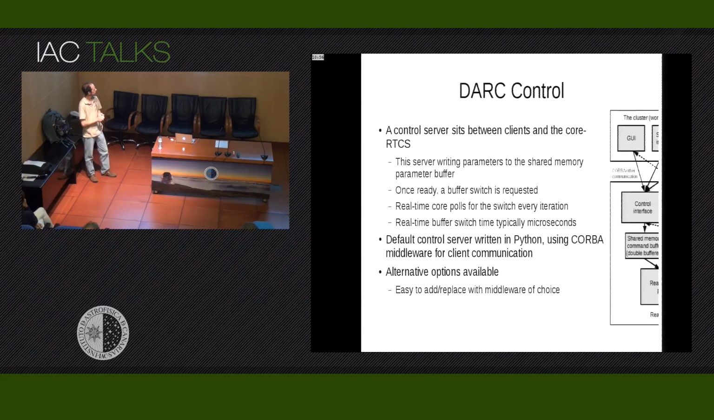So we have a couple of other ones implemented that we use sometimes. And of course, it's easy to add and replace with a middleware of your choice. So if you've got your own middleware that you like to use, maybe it's a standard for a telescope or something you're used to, you can write your own control server for that.